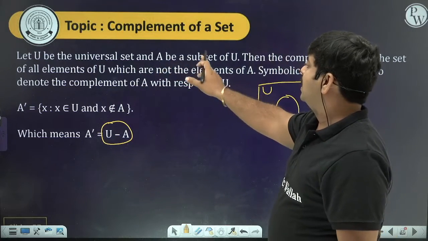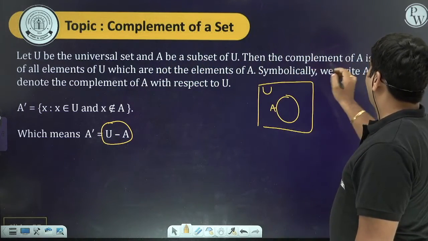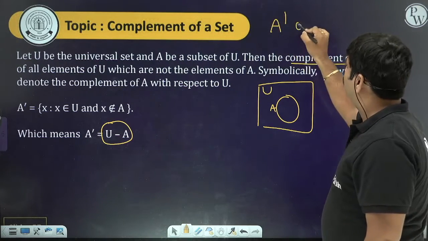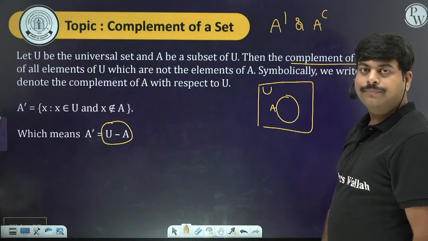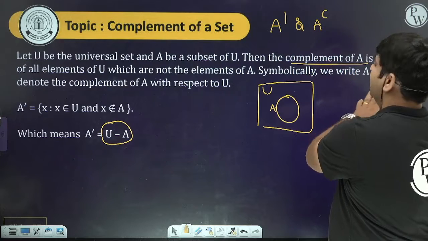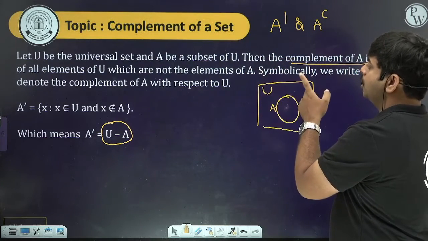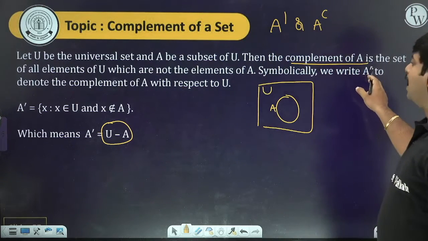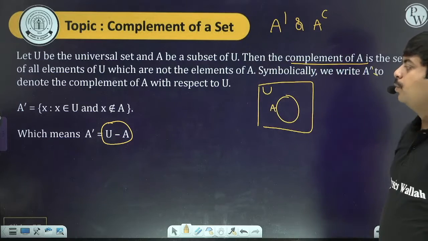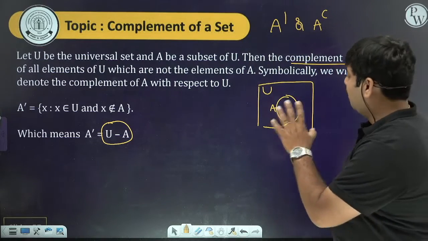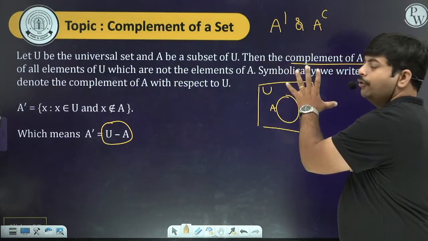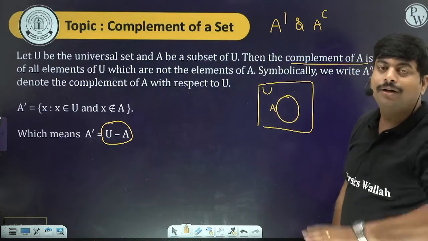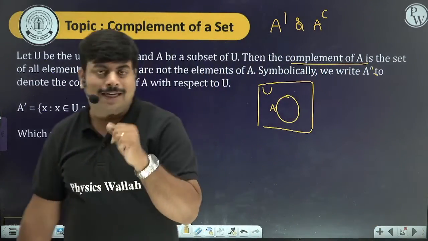Let U be the universal set and A be a subset of U. Then the complement of A, which we represent with A prime or A dash, or also with A complement, A power C, is the set of all elements of U which are not elements of A. Symbolically, we write A prime to denote the complement of A with respect to U. So A prime means from the universal set, delete A, and the remaining elements come under the complement of a set.